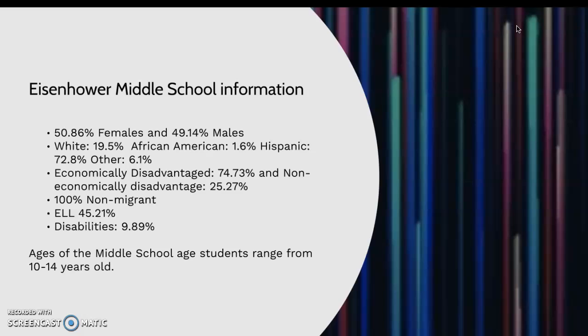We do have economically disadvantaged students in our district, which make up 74.73%. For the non-migrants, we have 100%. We have ELL students, which make up 45.21% in Eisenhower's building, and students with disabilities make up 9.89%. The ages in my middle school range from 10 to 14 years old.